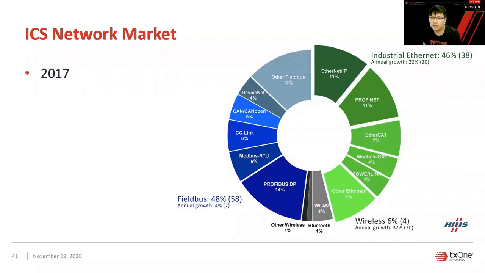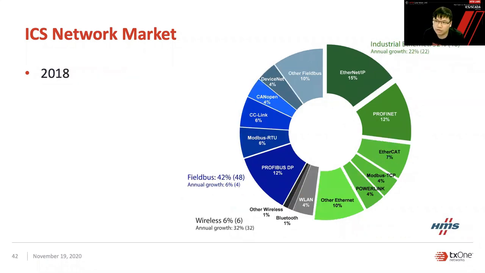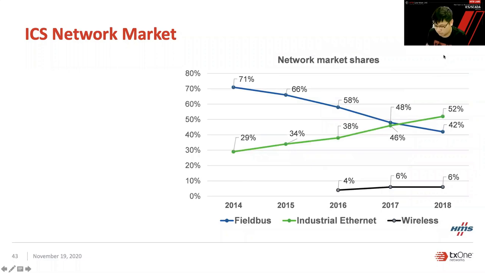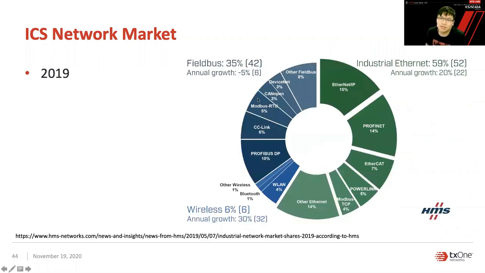In 2017, only 46% used industrial Ethernet, which is based on RJ45, and the other was fieldbus like RS232 or other serial lines for ICS communication. But in 2018, it already reached about 52%, and in 2019 even more use industrial Ethernet.